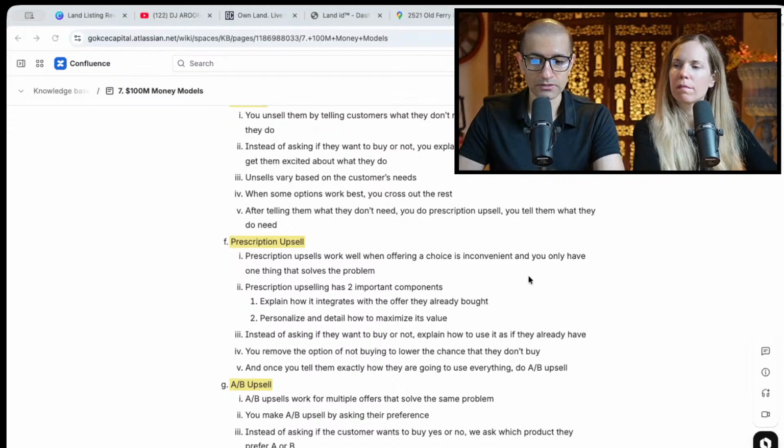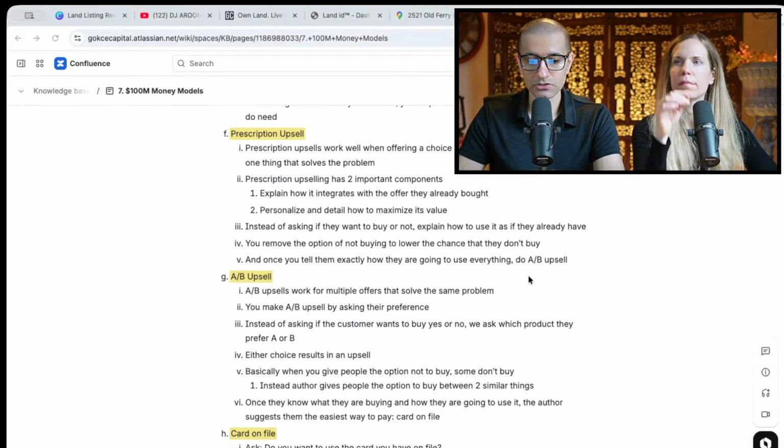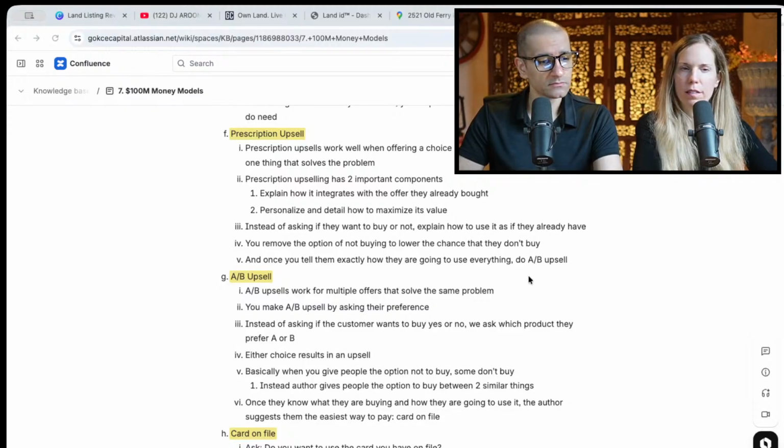I see. So prescription upsell is also these steps. So I should copy the whole thing then, not just that, right? So prescription upsells work well when offering a choice is inconvenient and you only have one thing that solves the problem. Wait, what? I don't understand. Basically, when you only have one thing that you realistically want to sell to them or can sell to them.